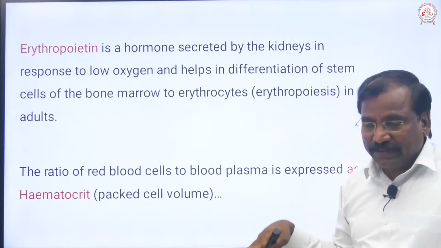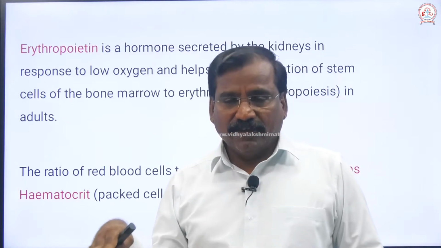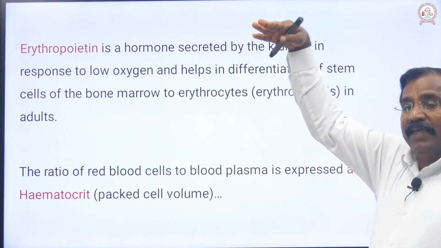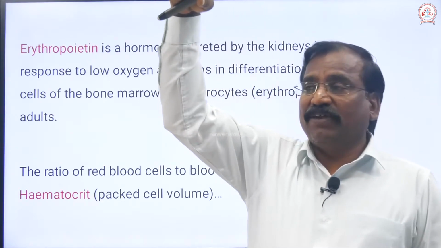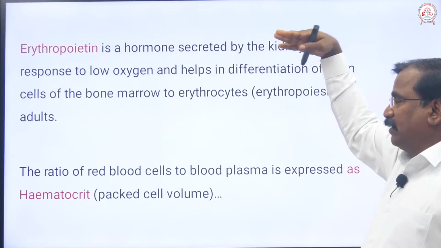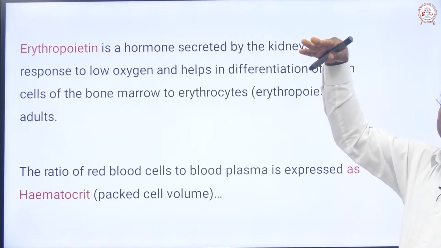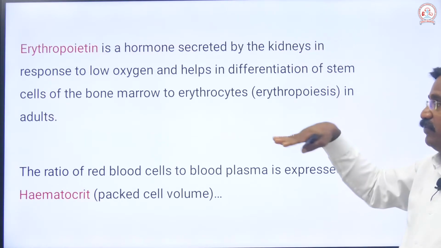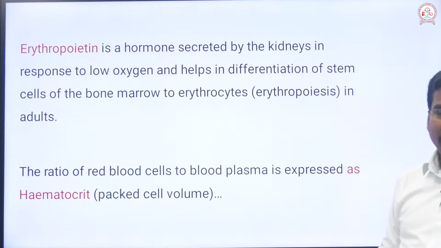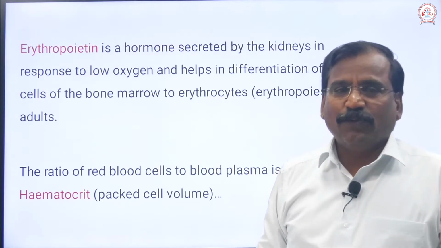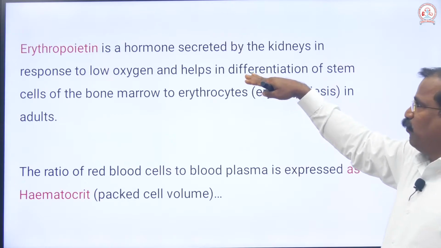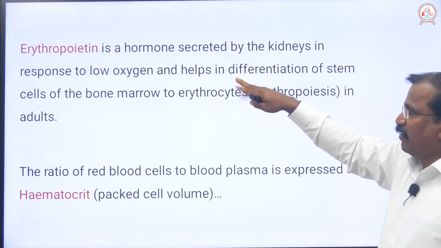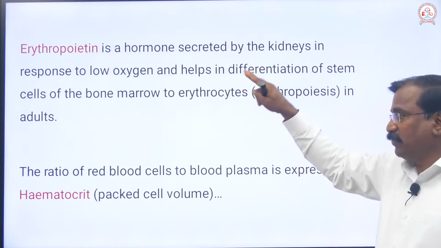If the oxygen percentage is low, it usually occurs for people living in elevated regions, 2,000, 3,000, 4,000 feet above ground level, that is mountains. This type of problem is acute mountain sickness. At that time this hormone is produced by the kidney to alter the number of RBCs, that is all.